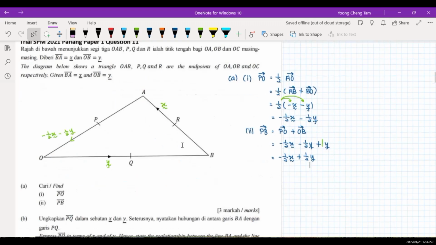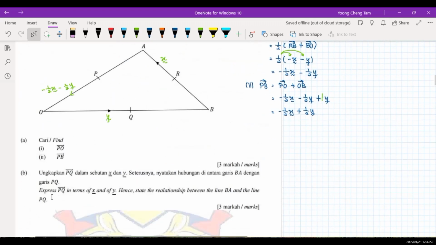Next, let's go to question B. Express PQ in terms of x and y. That's the first part of the question. Then next, hence state the relationship between the line BA and the line PQ. Now let's look at the vector PQ first. So question B, vector PQ.